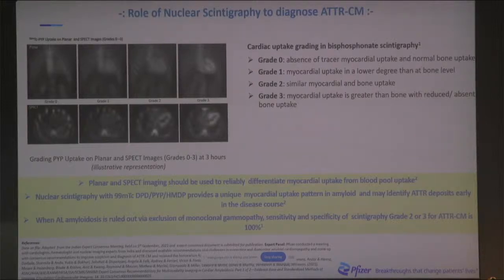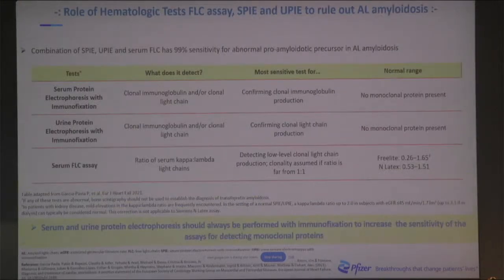The other diagnostic tool is nuclear scintigraphy using the bisphosphonate scintigraphy, and that looks like is also promising. And the other, you should always not forget the AL type of amyloid.